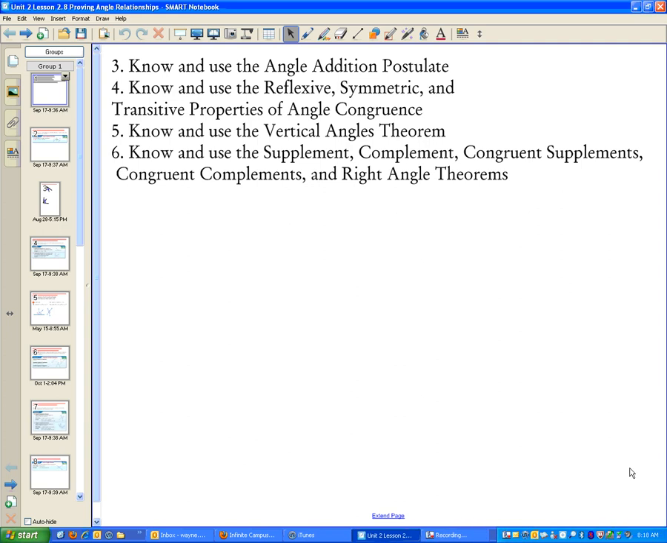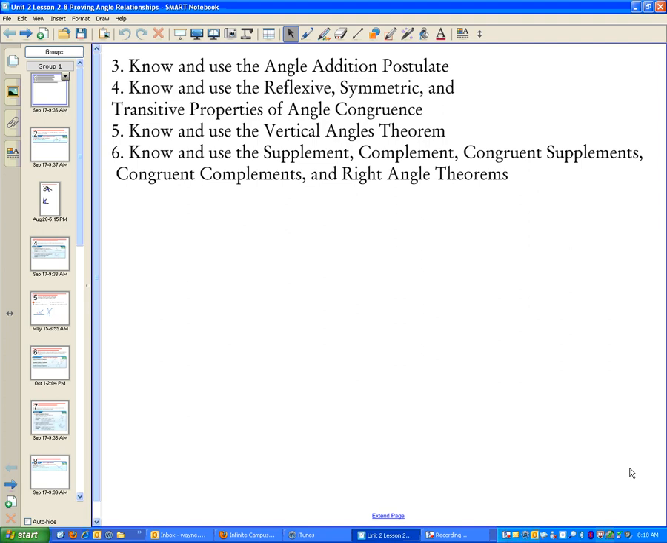We're going to know and use the angle addition postulate, which we've used. We're going to know and use the reflexive, symmetric, and transitive properties of angle congruence. They work just like the segment congruence versions. Know and use the vertical angles theorem.